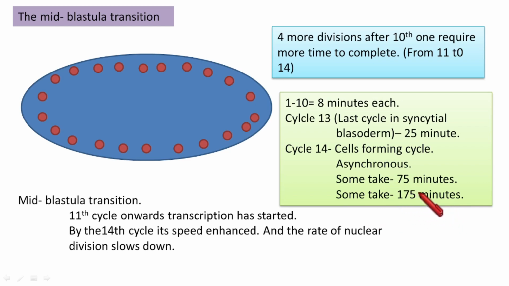Okay. Then we are going to understand the mid-blastula transition. What does it mean? From the 11th cycle onwards, transcription has started. But by the 14th cycle of division, the speed of transcription is enhanced, while the rate of nuclear division slows down. Clear? That stage, that condition, is called mid-blastula transition.